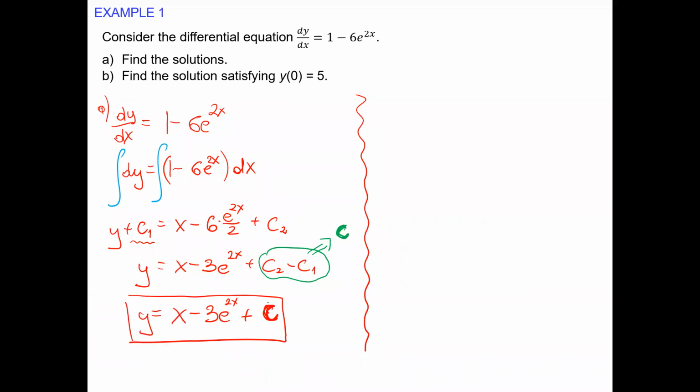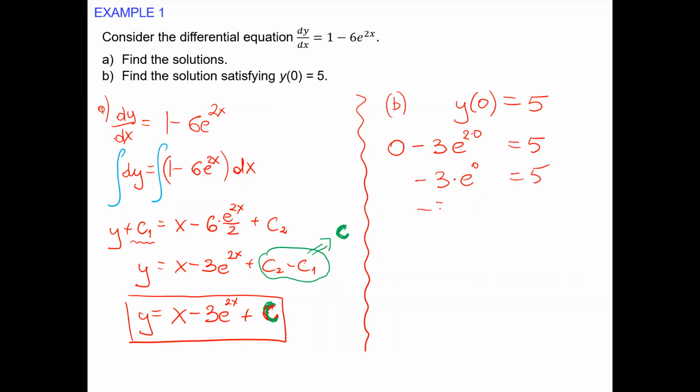But if we would like one particular curve, we have a condition. We would like to see what the constant c is if, substituting 0 for x, the value is 5. Okay, the equation is 0 minus 3 e to the power of 2 times 0 equals 5. This is, of course, e to the power of 0, and e to the power of 0 is 1. Oh, I lost a constant c. This is 1.